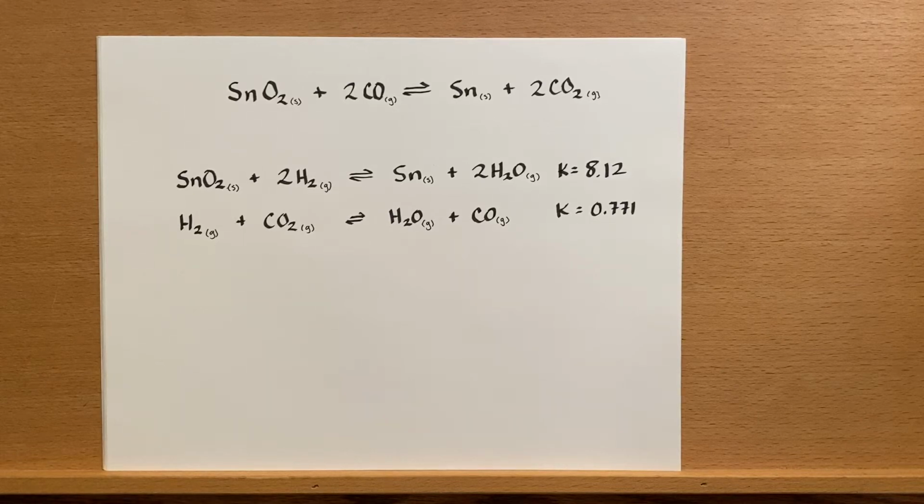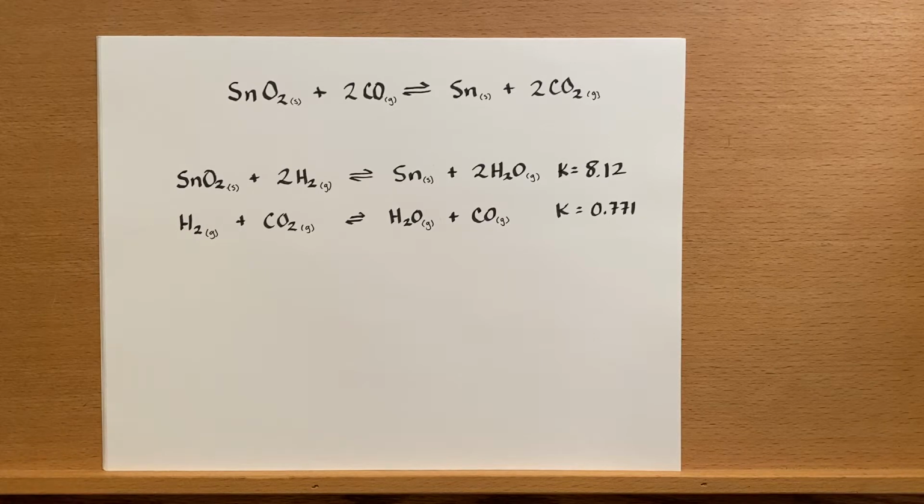Let's do an example manipulating the equilibrium constant. Say we have a reaction that we want to know the equilibrium constant for, but we don't have it. However, if we have two or more other reactions that we can combine to equal that one, we can calculate the equilibrium constant for the one that we want.